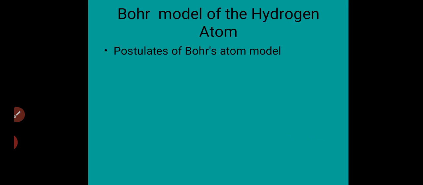In this class, we will study the postulates of Bohr's atom model. Bohr's atom model overcomes the drawbacks of the Rutherford model. In the Rutherford atom model, he explained the concept that the atom consists of a small positively charged core called a nucleus, where the whole mass of the atom is supposed to be concentrated. This is what was given by Rutherford.